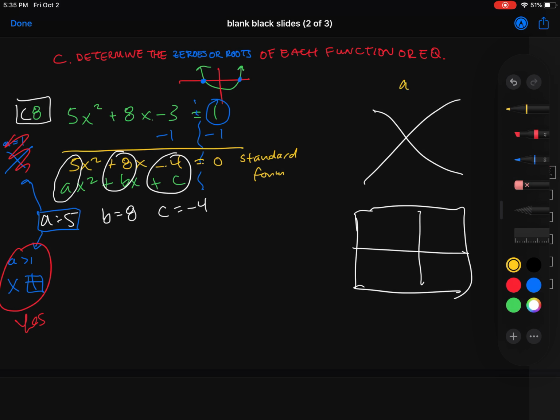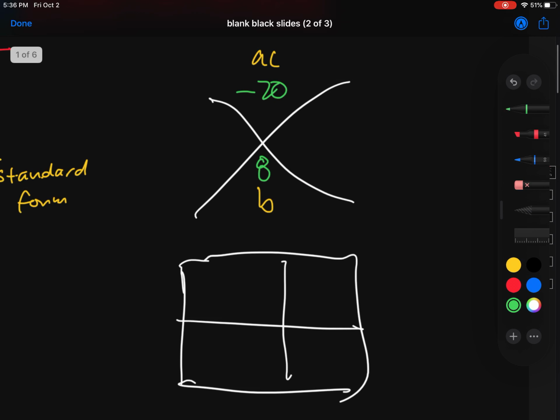All right, so I need a times c and the b value here. So a times c is -20, and my b value is 8. Okay, let's write out our factors. 20 and 1, 10 and 2, 5 and 4. I don't think I missed any. So let's go through these. I'm looking kind of at the subtraction, right? 20 minus 1 would give us 19, so it's not that one. 10 minus 2 would give us an 8. That works. And 5 minus 4, or 5 plus 4, would not equal 8. So my answers are going to be 10 and 2.